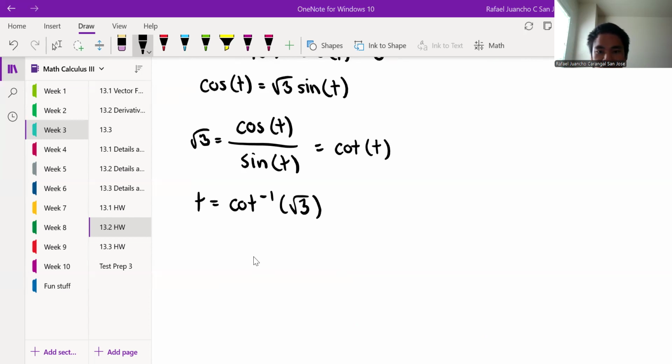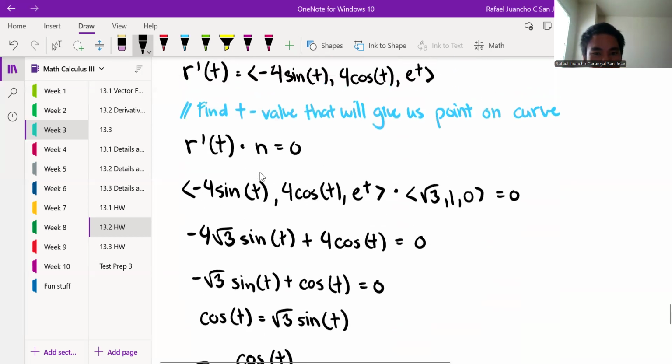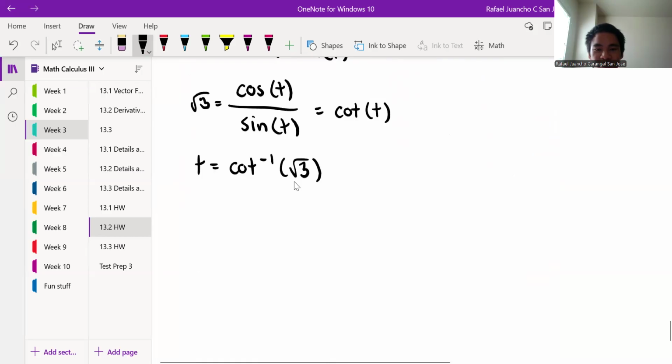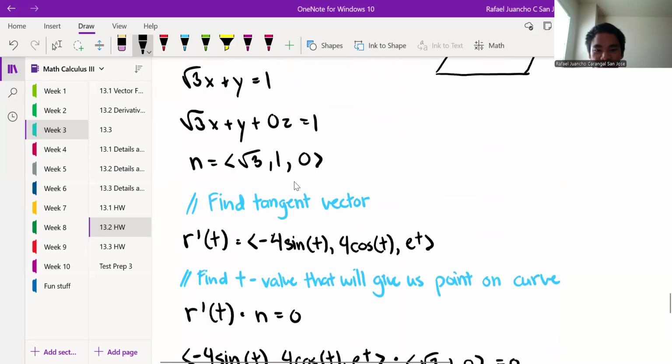Now, can I find an exact number or no? I don't think so. Okay, but that's cool. I guess another way we could do it, actually, I can't think of another way. There's one thing I really suck at, it's trigonometry. Okay, but we found our t value that will work.